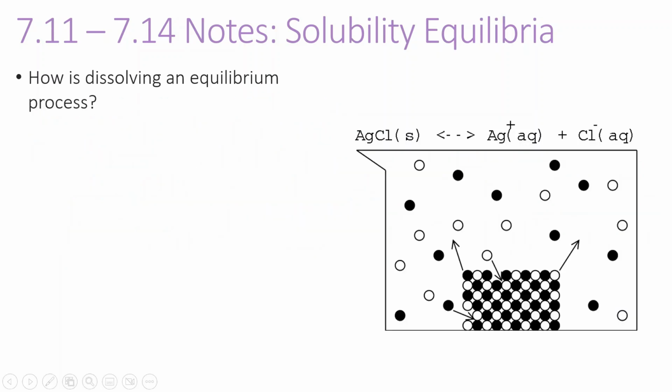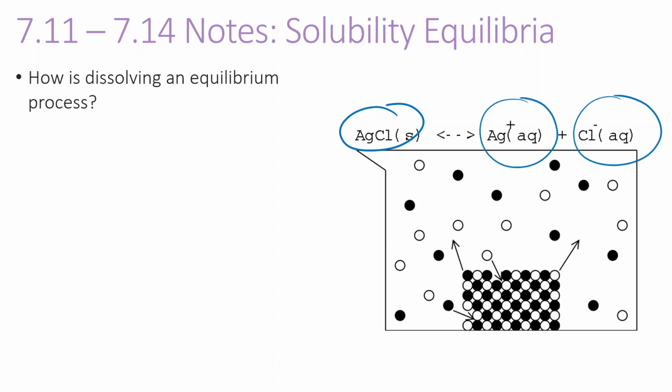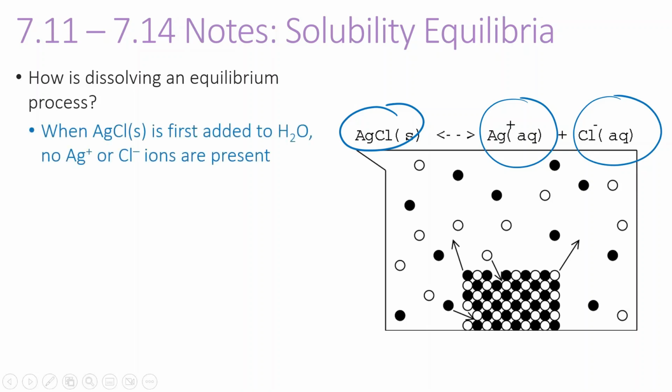So how is dissolving an equilibrium process? If we have a solid like silver chloride, and we put it into water, it's going to dissociate to give me silver ions and chloride ions in a 1-to-1 ratio. Silver chloride is what we call a slightly soluble salt. So it's not all going to dissolve. We'll still have a chunk of solid silver chloride sitting in the bottom of the beaker.